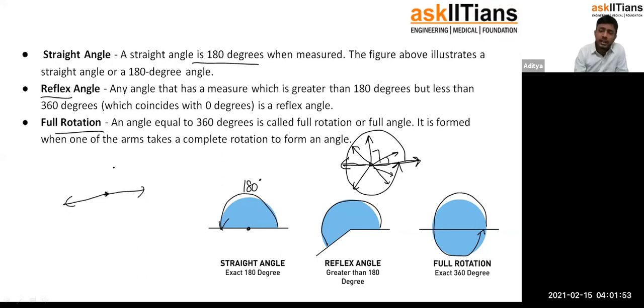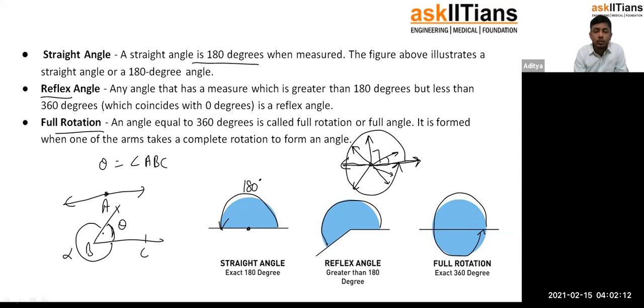Now, what about naming the angles? If let's say there are three points A, B, C, okay. So if we want to refer to this angle, let's call this theta, then theta will be simply written as angle ABC. But what if we have to refer to this angle alpha? How will we name this angle? It will simply be named as reflex angle ABC.